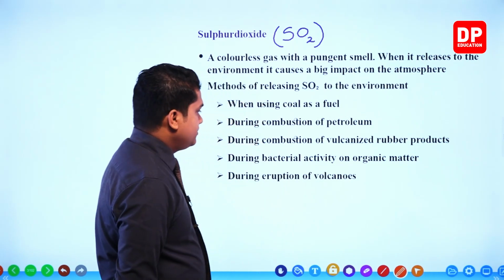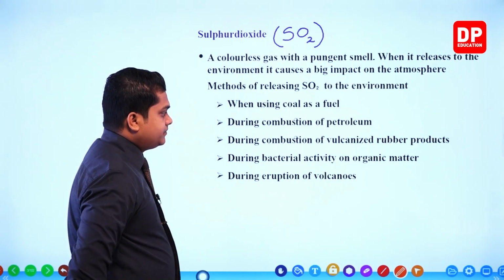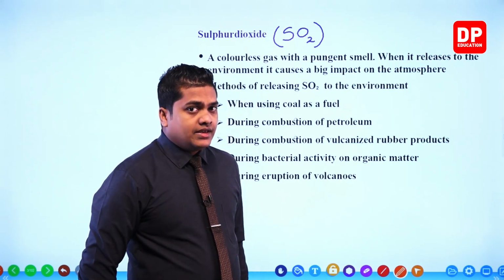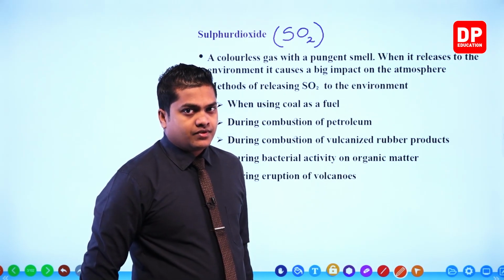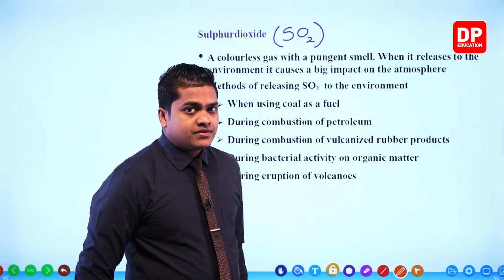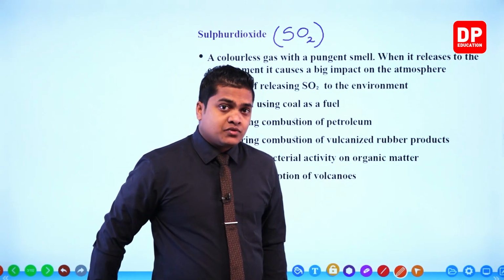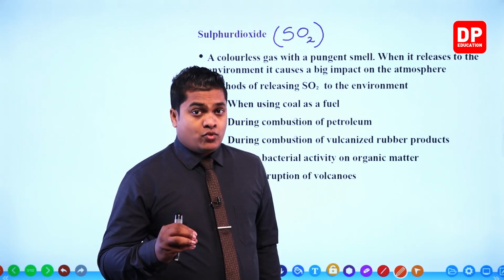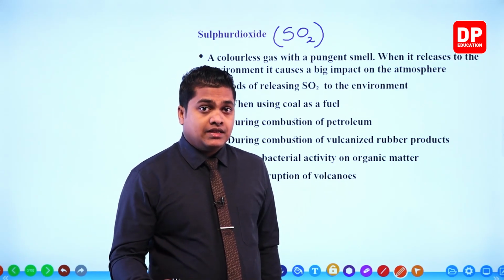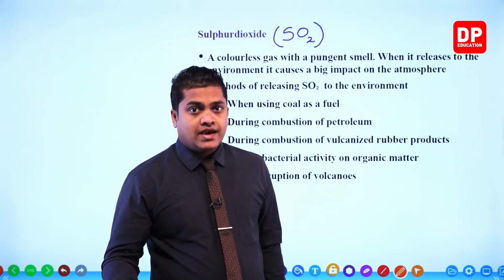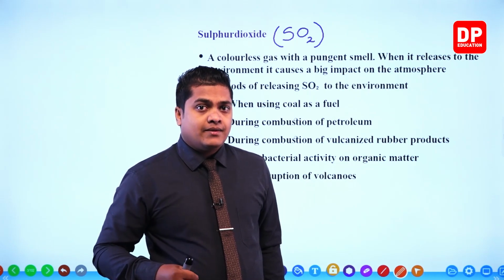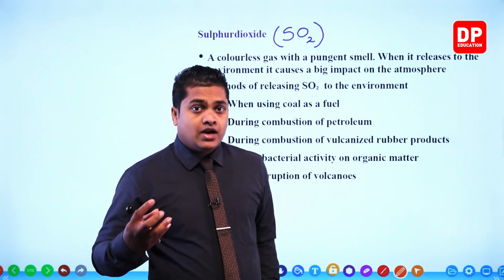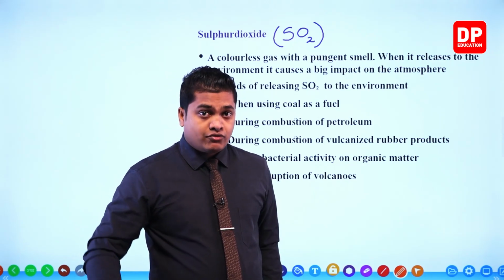Okay. Then next one, during bacterial activity on organic matter. When we were discussing the nitrogen cycle, we discussed that different kinds of microorganisms help the nitrogen cycle. They can convert atmospheric nitrogen into ammonium compounds, then ammonium compounds into nitrates and nitrites, and once again into nitrogen gas. So several kinds of bacteria help in creation of these substances, nitrogen to ammonium, ammonium to nitrate, nitrates to ammonium again, then ammonium to nitrogen gas, and so on.